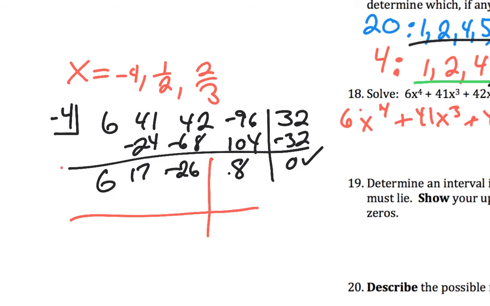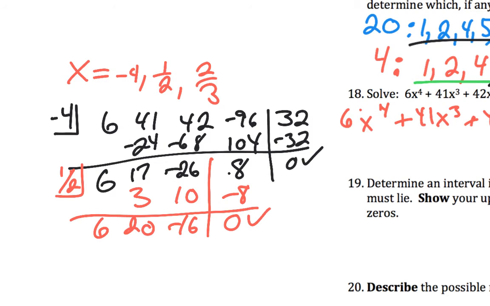I'm going to try a half, because I actually kind of like that half. So this is 6 times a half is 3. Add it to 17, that's a 20. Multiply by half, that's a 10. And subtract 26 from that, that's a negative 16. And half of that, that's a negative 8. And it's a 0 again. Yay! Now I want to go to that 2/3. That's my least favorite one.